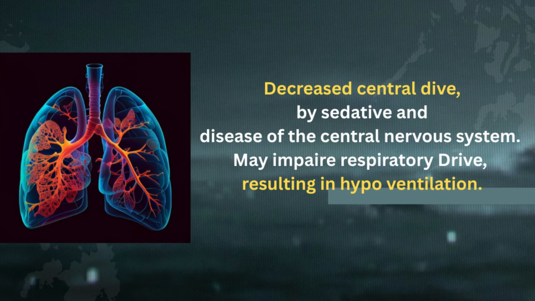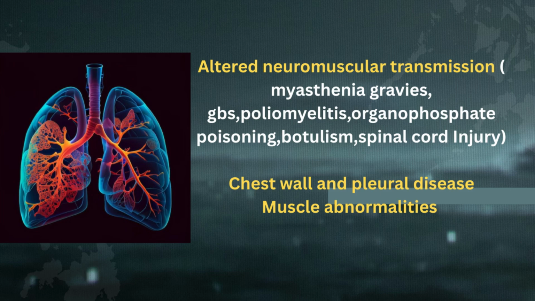Pump failure can occur due to the following causes: decreased central drive by sedatives and disease of the central nervous system. This may impair the respiratory drive, resulting in hypoventilation. Altered neuromuscular transmission, which is seen in diseases like myasthenia gravis, GBS, poliomyelitis, organophosphate poisoning, botulism and spinal cord injury, can also result in respiratory pump failure. Chest wall and pleural disease and muscle abnormalities also lead to pump failure.